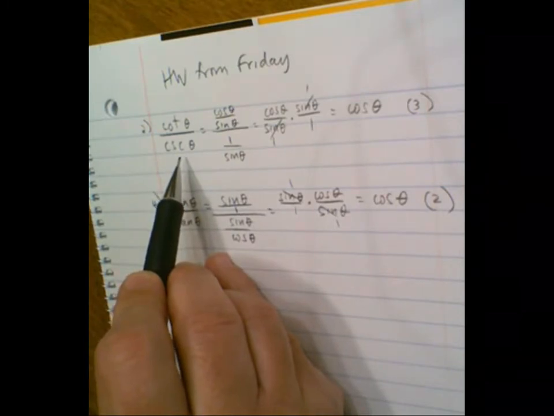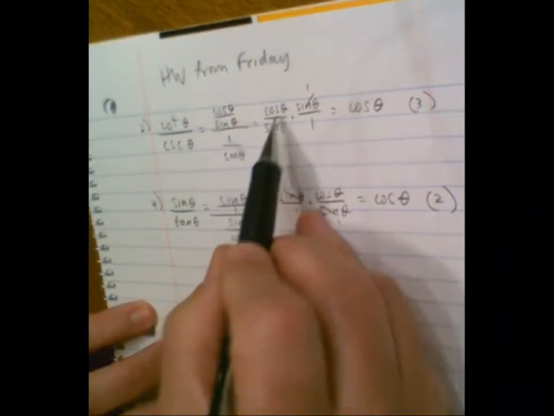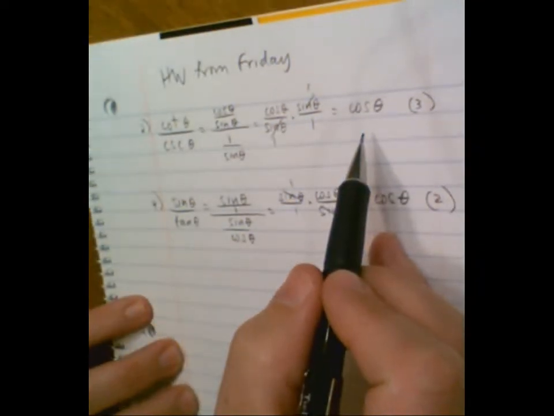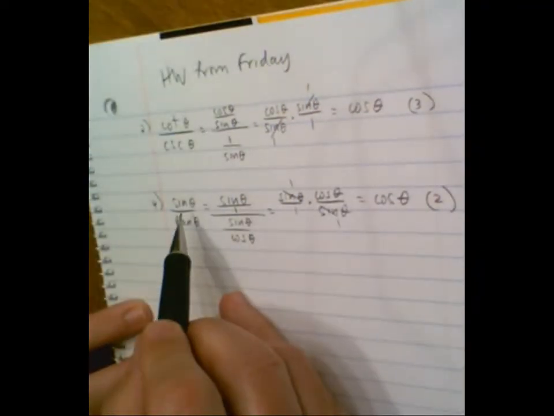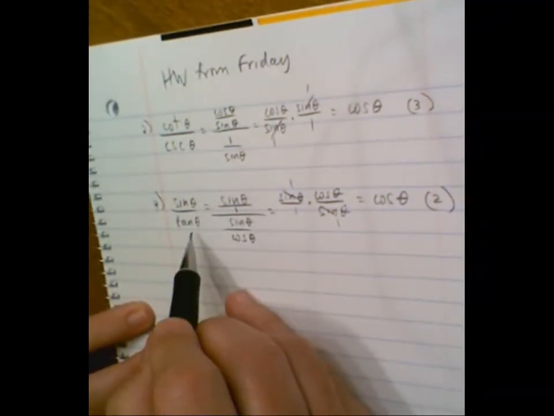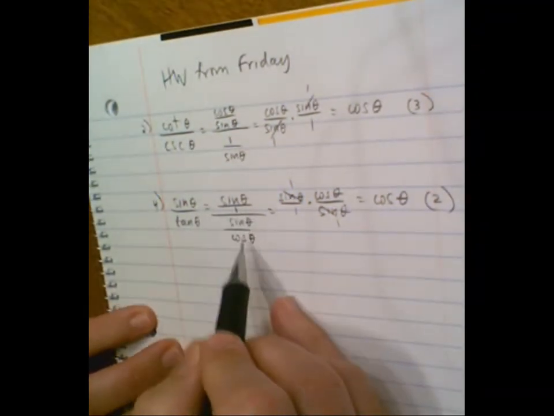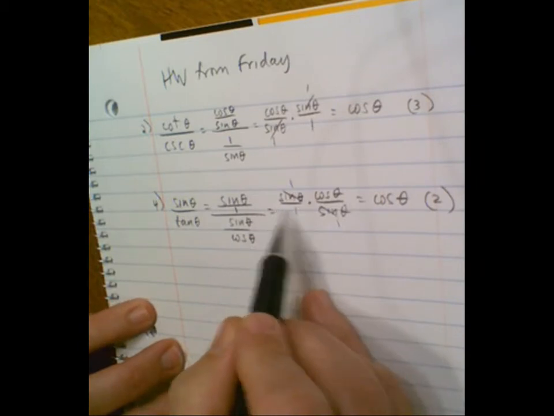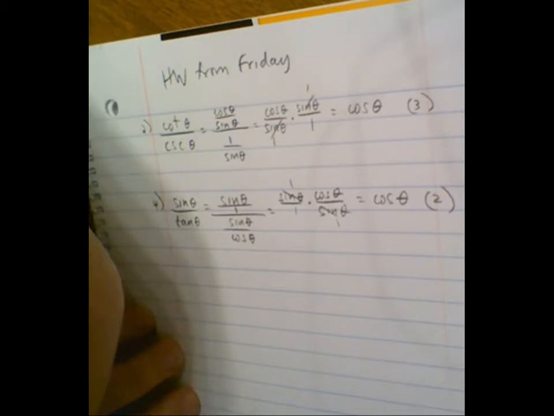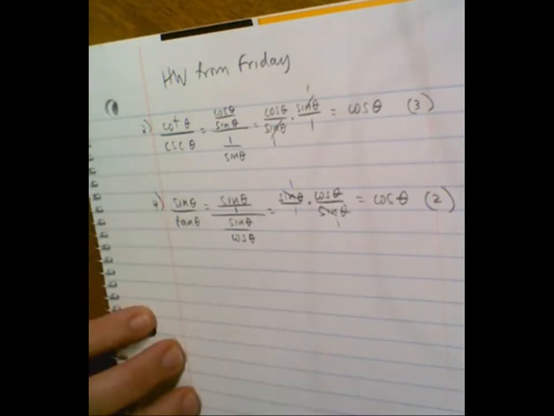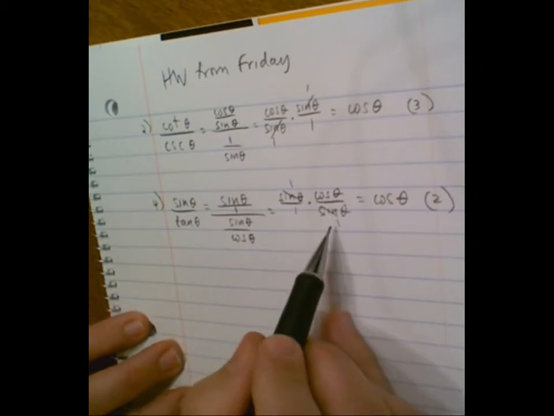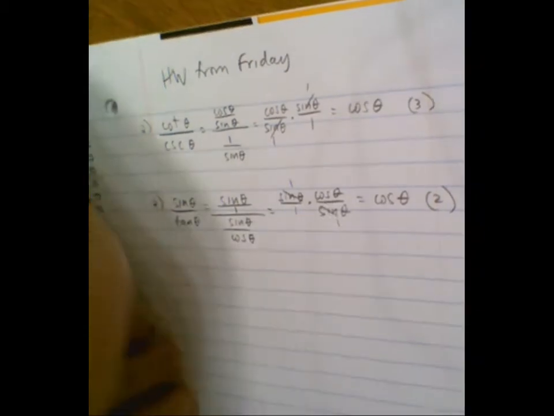So I did cotangent theta over cosecant theta is equal to cosine over sine, which is cotangent, and cosecant is 1 over sine. When you divide by a fraction, you multiply by the reciprocal, and I ended up with cosine theta. Number 4, sine theta over tangent theta. Sine theta is sine theta over 1. Tangent theta is sine theta over cosine theta. When you divide by a fraction, you multiply by the reciprocal, and you get sine theta times cosine theta over sine theta, which is equal to cosine theta.